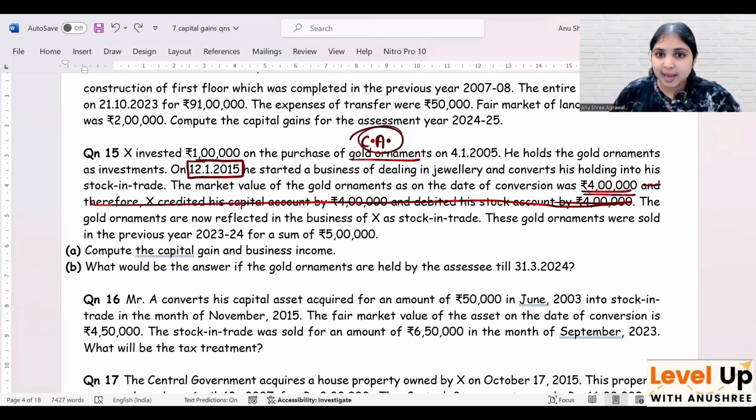So earlier you had capital asset. That capital asset you converted into stock in trade. Then you later sold away the stock in trade for 5 lakhs. Compute the capital gains and business income. Till here we'll handle first, then we'll come to the second subdivision.